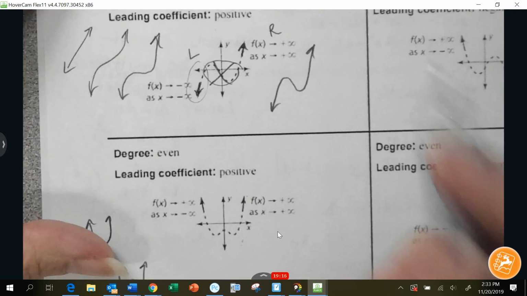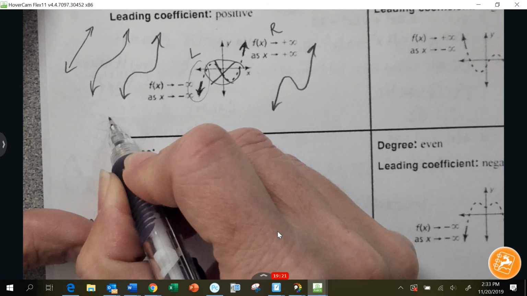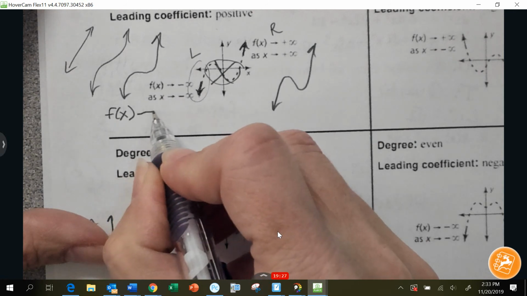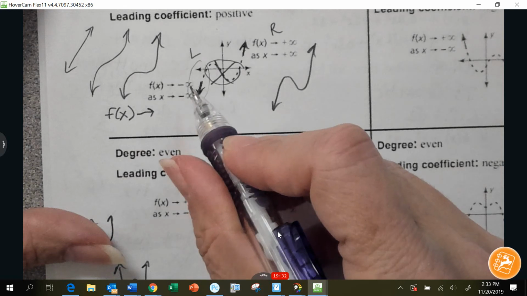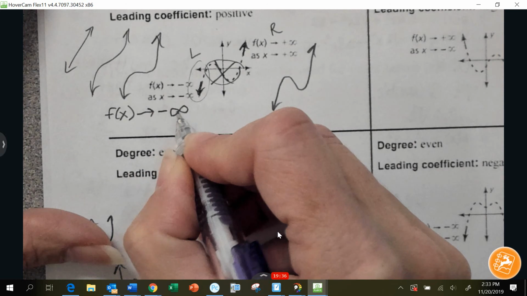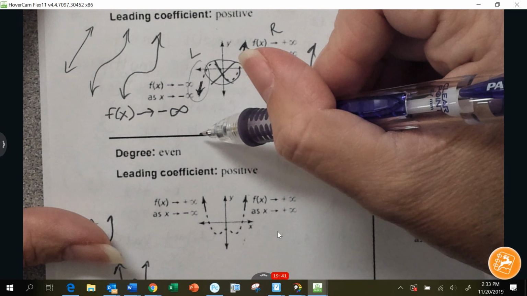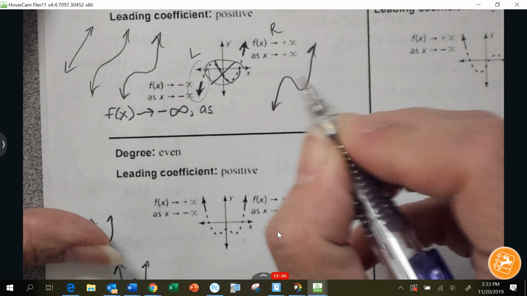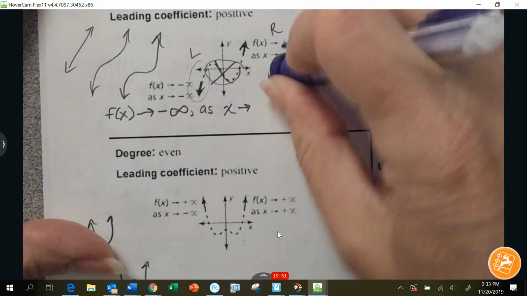I'm going to write the symbols here as I go. So you know what f of x stands for? It's the y. So this is saying that the y, and then this arrow means approaches, and this is a negative infinity symbol. That is telling me that the graph goes down forever. As, then it has a comma, and we say as x's approach infinity as well.